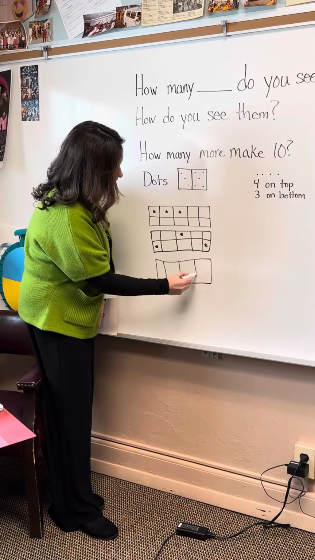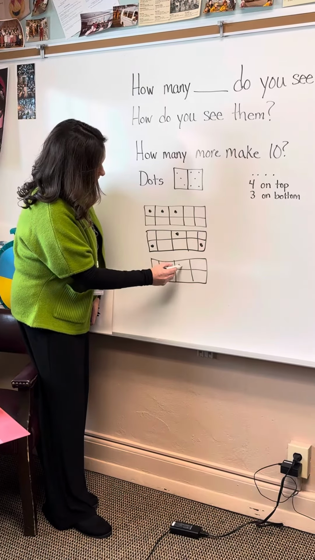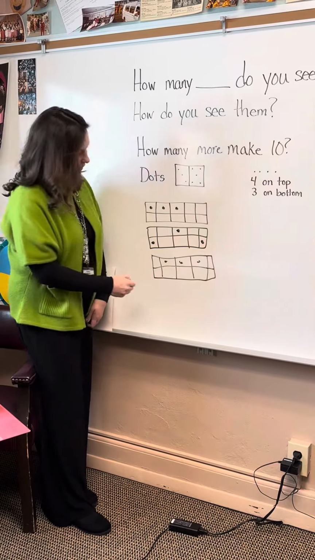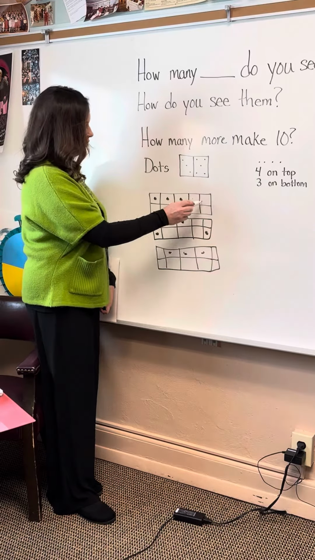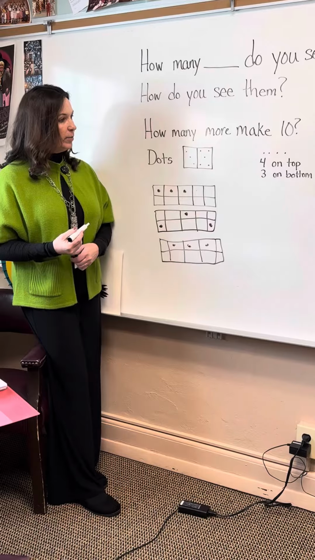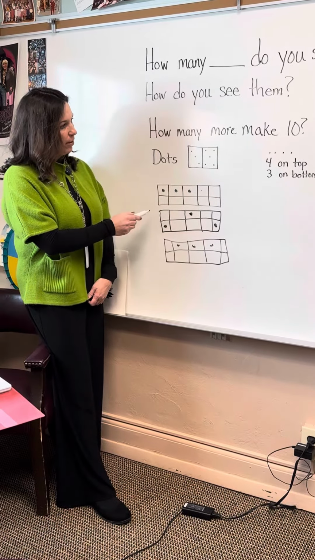And then having students in each 10 frame talk about how many more would make 10. So having those 10 frames, you know what? 1, 2, 3, 4, 5, 6, 7. I would need 7 more to make 10. But all 3 of these 10 frames represent the number 3.